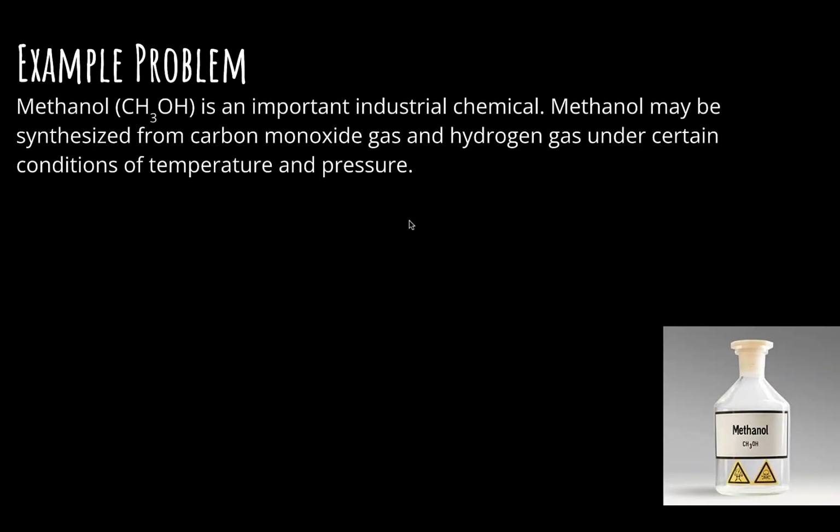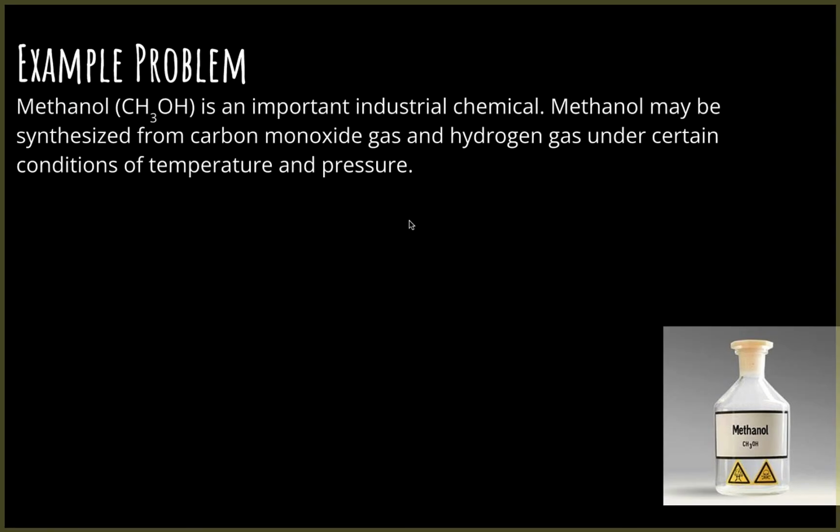Okay, so this is our first example. If it's something that I know you won't know the formula for, then I'll give you the formula. So like in this case, I give you the formula for methanol. But most other things you should be able to figure out using your polyatomic ion sheet and using all those rules that we've talked about in the past for writing chemical formulas. So this one says methanol is an important industrial chemical. Methanol can be synthesized from carbon monoxide gas and hydrogen gas under certain conditions of temperature and pressure.